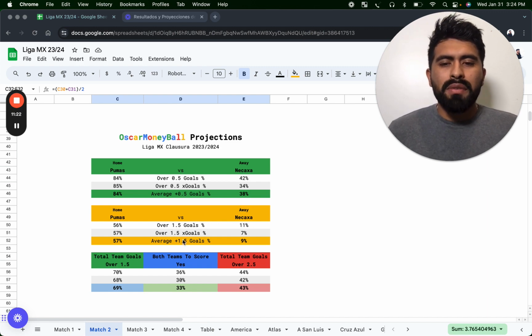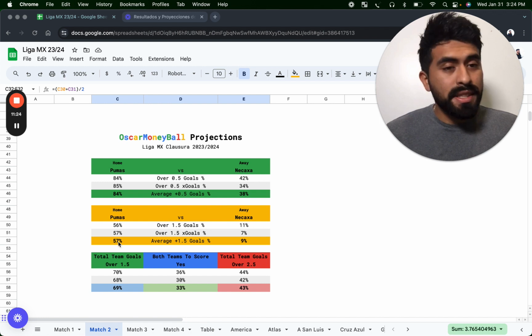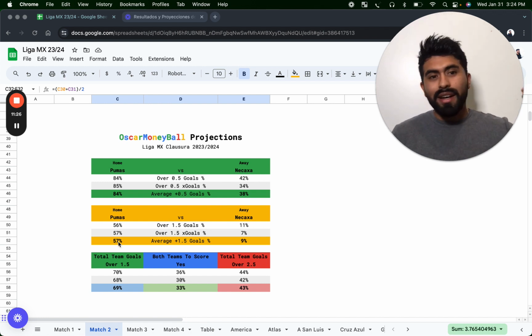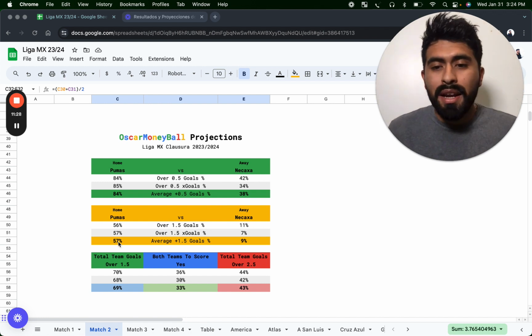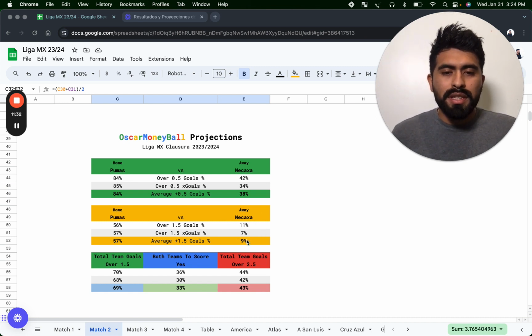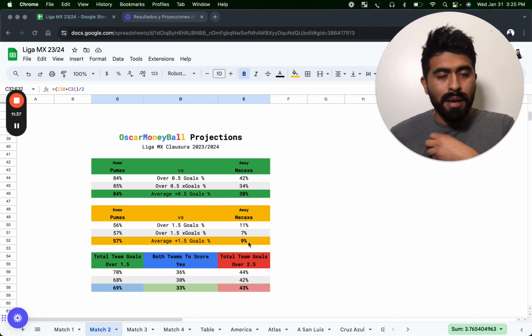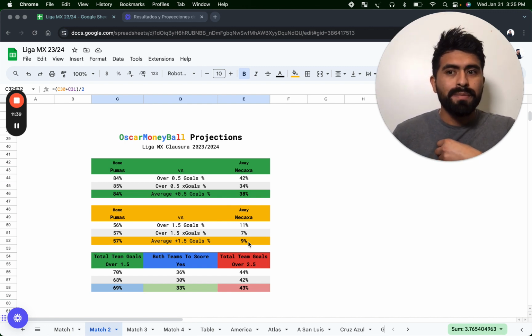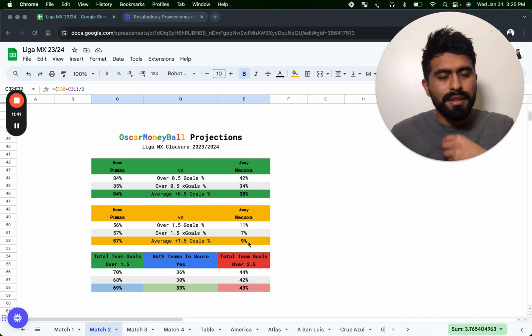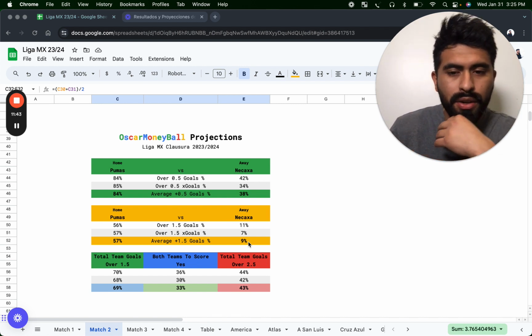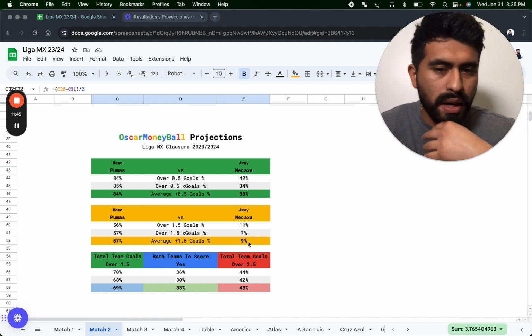Over 1.5 goals for Pumas, 57%. Again, it's just a coin toss. It may happen, it may not happen. Necaxa over 1.5 goals in this match is at 9%. Now, anything could happen. It's a soccer game. It's a very dynamic sport. There's a lot of things that can go wrong or that can go in favor for whatever side you're on.